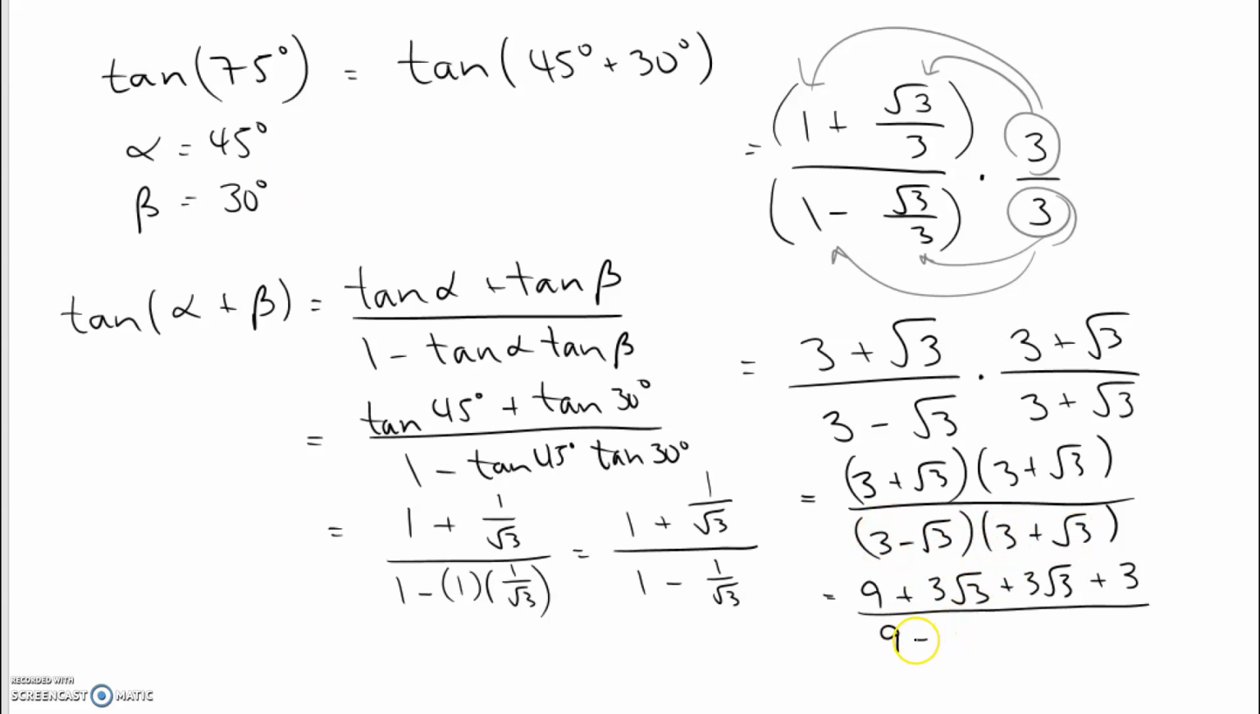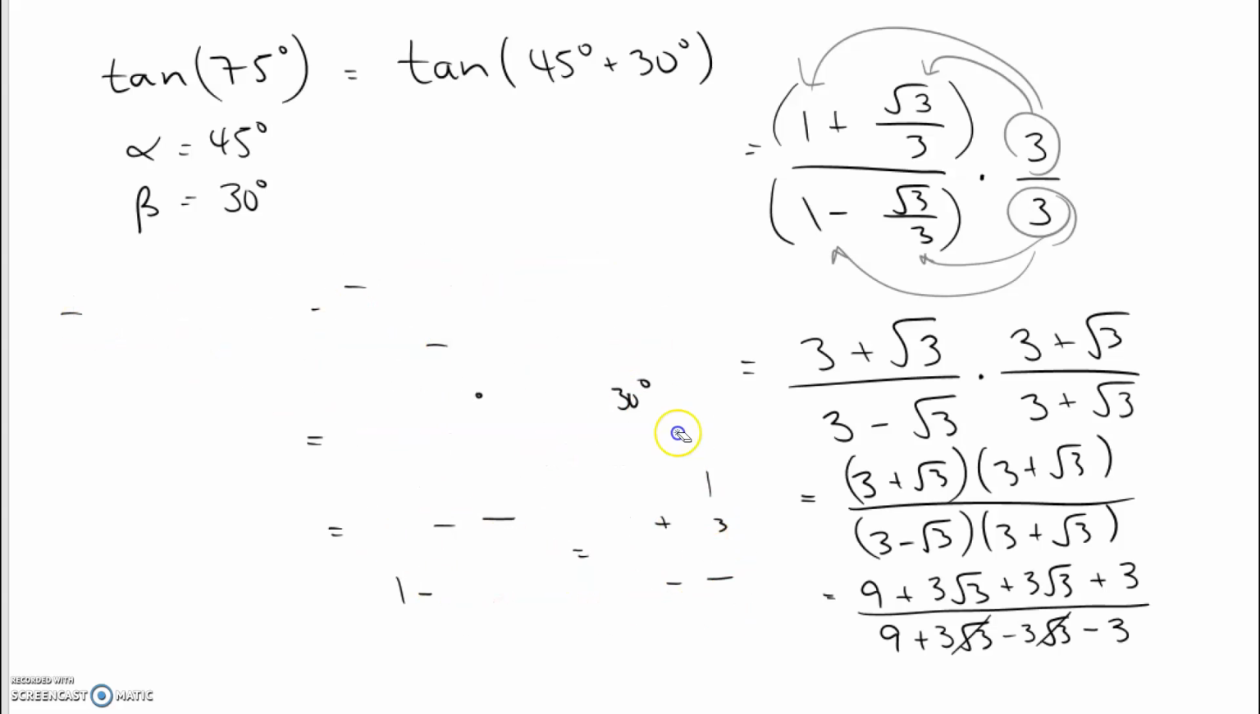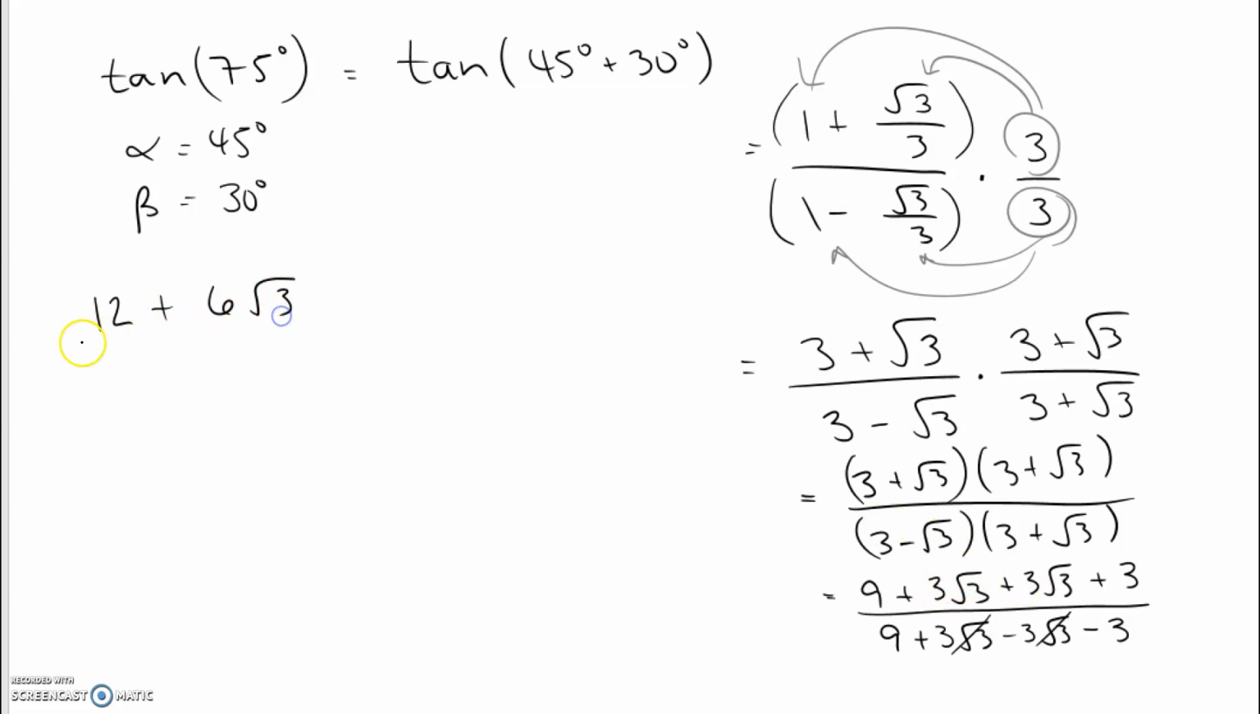3 times square root of 3 is positive 3 square root of 3. Negative square root of 3 times 3 is negative 3 square root of 3. Negative square root of 3 times square root of 3, that is negative 3. Okay, well those go away. Now let me come over here, erase this. So now I've got 9 plus the 3, that's going to give me 12. Plus, and then I got a 3 plus a 3, that gives me 6 square root of 3. All over 9 minus 3, that will give me 6.